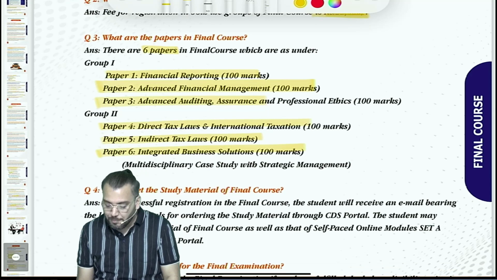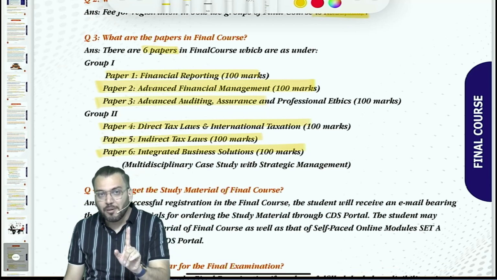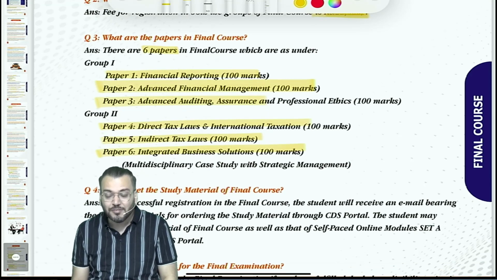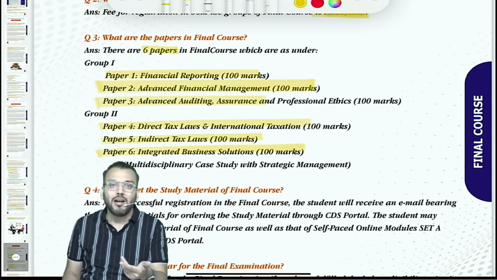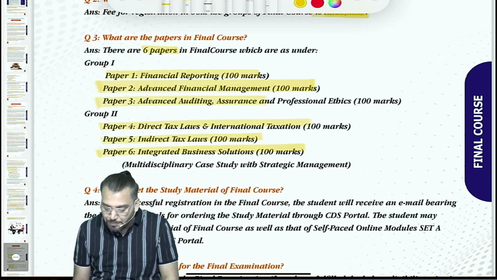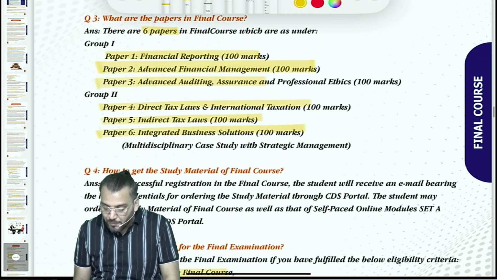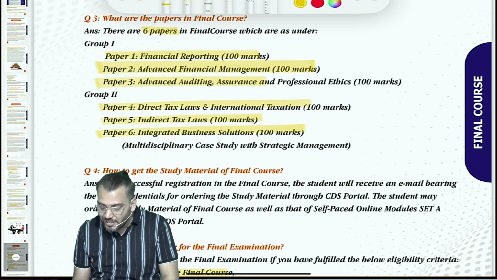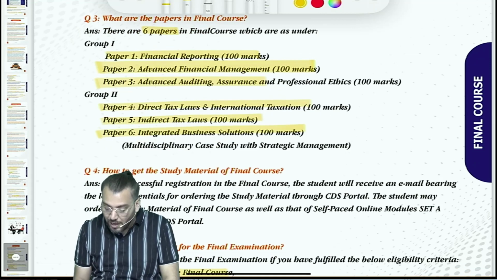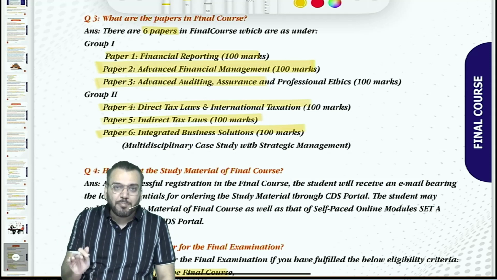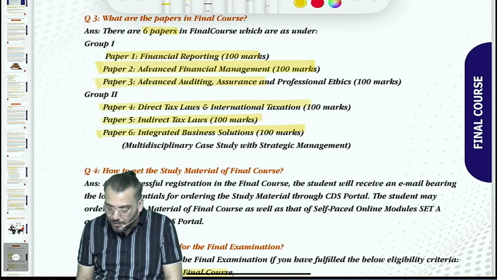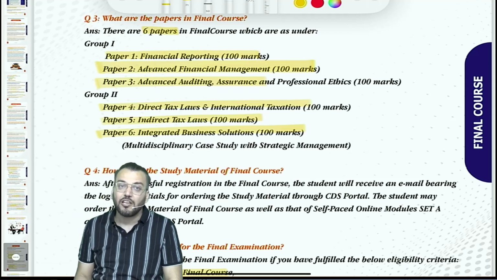What are the 6 papers? Paper 1 financial reporting, paper 2 advanced financial management. The name has been changed from strategic financial management to advanced financial management. Paper 3 advanced auditing, assurance and professional ethics. Paper 4 direct tax law and international taxation. Paper 5 indirect tax law, and a new subject has been included. Means now there is no elective paper, one new subject has been included. Paper 6 integrated business solution.